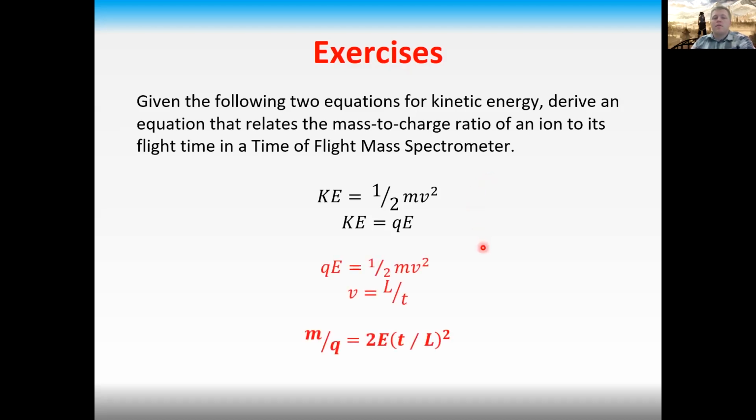All right, so here's how we'll do it. We'll set QE equal to 1/2 mv squared. And of course, we'll remember that v, our velocity, is equal to distance over time. And so we can make this substitution of length divided by time and put that into our equation. Then it's a matter of just multiplying and dividing to where we get mass divided by charge is equal to 2e times t over L squared. Make sure you can reproduce that derivation.